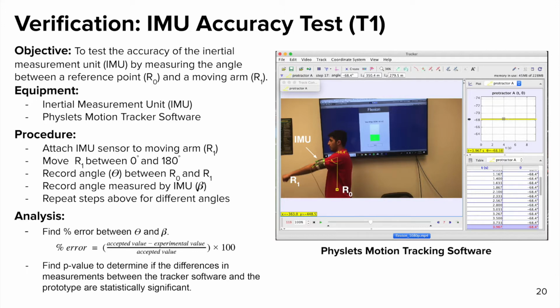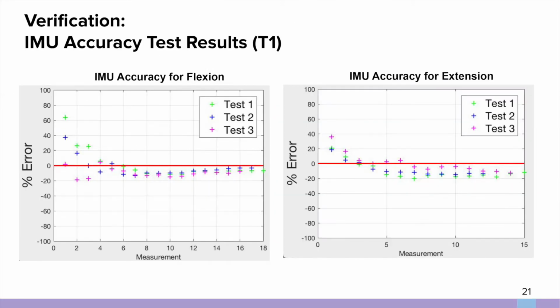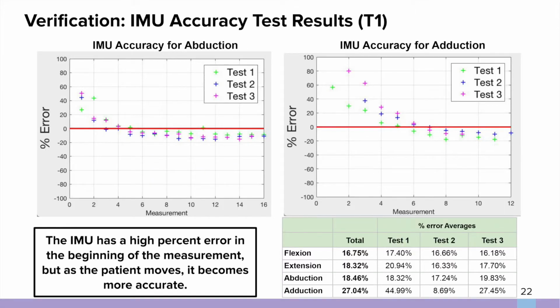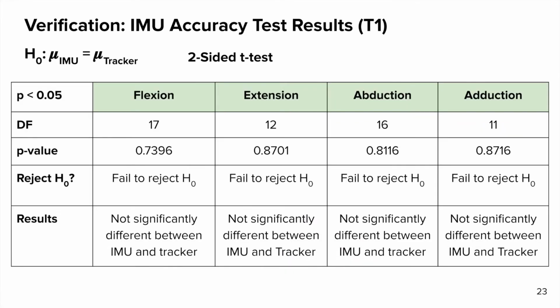Verification included testing the accuracy of the inertial measurement unit by comparing the accepted value found by motion tracking software to the angle outputted by the inertial measurement unit. Test results showed that for all 4 movements, the prototype was initially inaccurate, but at the max ranges of motion, the prototype was correct. This is due to the motion tracking software always initially reading 0, but the inertial measurement unit picking up the slightest movement in the upper arm, creating a difference. Statistical analysis of the results proved that there is no statistically significant difference between the prototype and the accepted value.